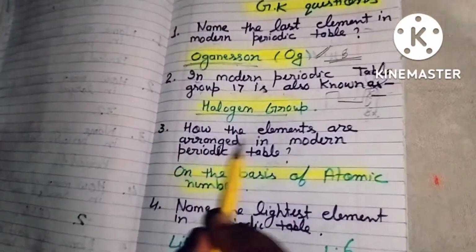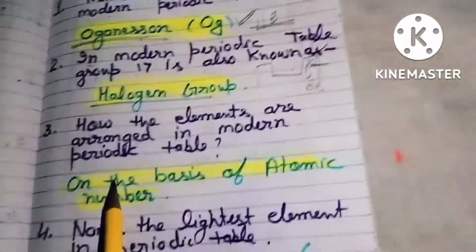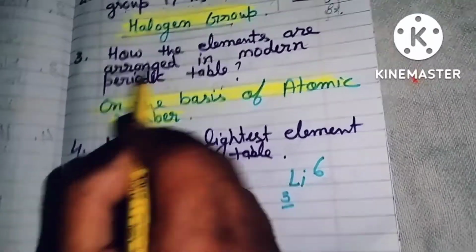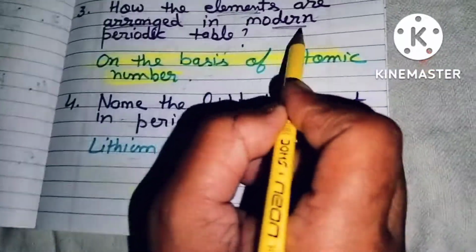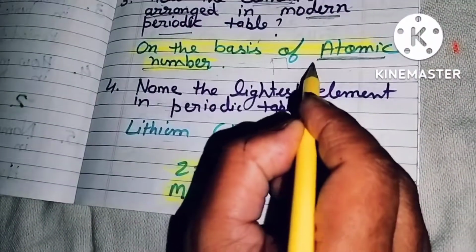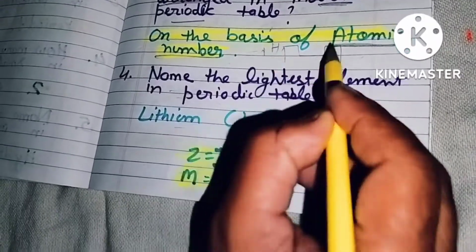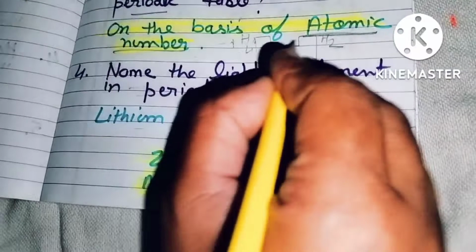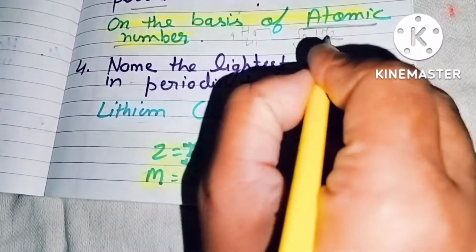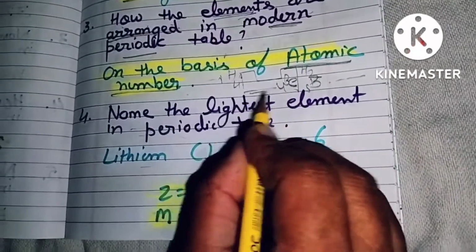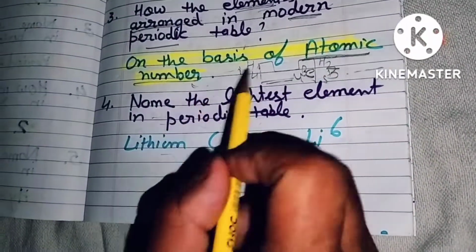Next, on what basis are elements arranged in the modern periodic table? The arrangement of elements in the modern periodic table is on the basis of atomic number. We study that hydrogen is 1, helium 2, lithium 3, then beryllium 4 and boron 5, etc. These are arranged on the basis of atomic number.